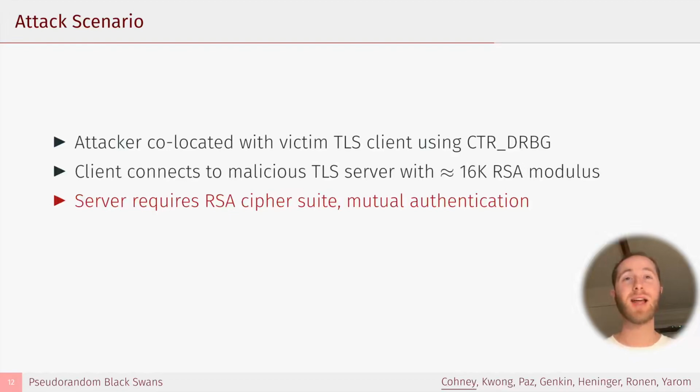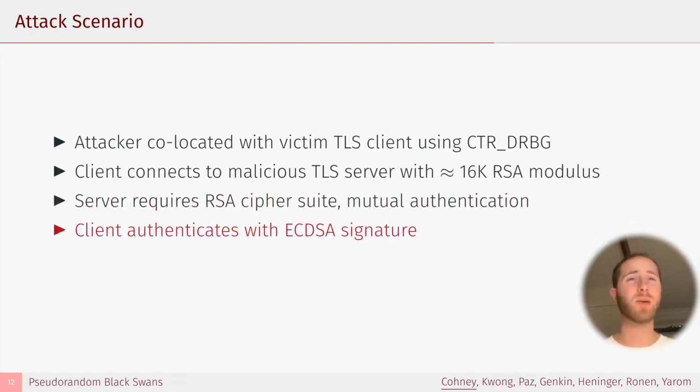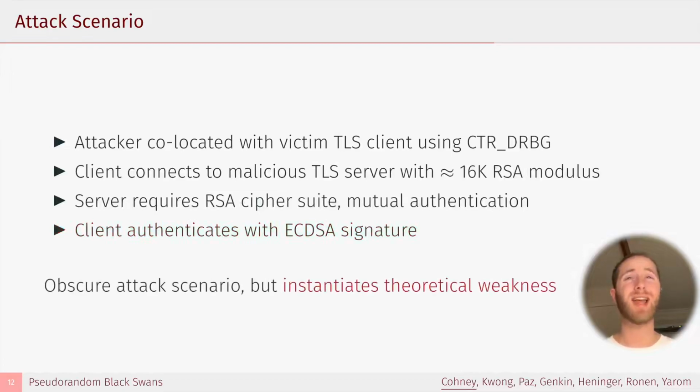Last, when the client does authenticate itself, it must do so by way of an ECDSA signature. This is really quite a list of requirements that we're putting on our attacker, but the key point here is that by instantiating a theoretical weakness, we learn important lessons about the way we design and model RNGs. These lessons are actually quite useful, despite the fact that our attack scenario might seem a bit far-fetched.